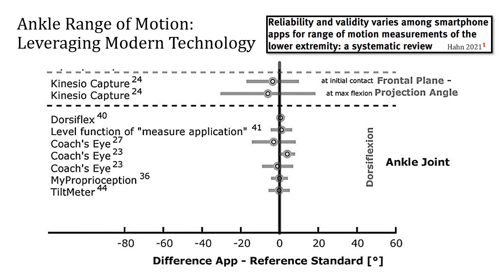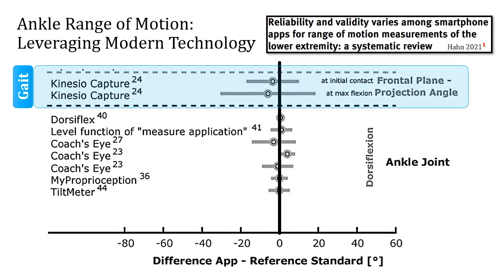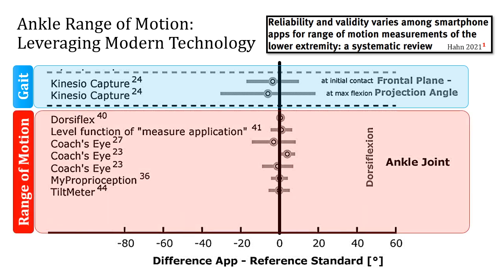In the top section, we have gait. Along the x-axis, again, you have minus degrees and plus degrees as far as the difference in regards to the reference standard. And what we can see is that really it's to the clinician's discretion as to your tool of choice, because they all show to be well within the acceptable range, particularly for the range of motion.